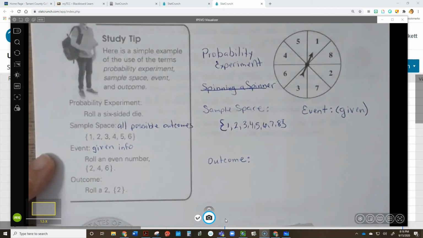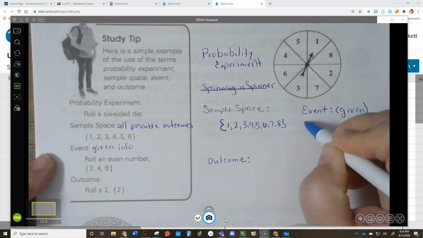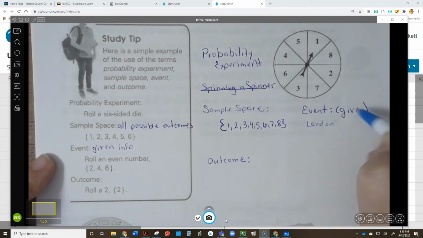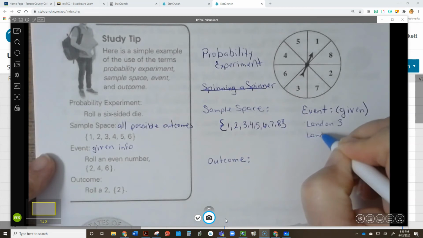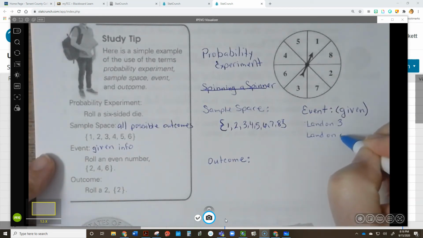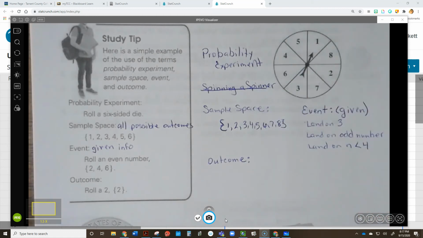The event, I don't know. An example of an event I might be interested in would be landing on 3. Landing on an odd number. Landing on a number less than 4. Okay, all of those are examples. And again, that's not something you have to figure out. That's something that's going to be provided, it's going to be given. And an outcome is what happened when you actually spun the spinner.